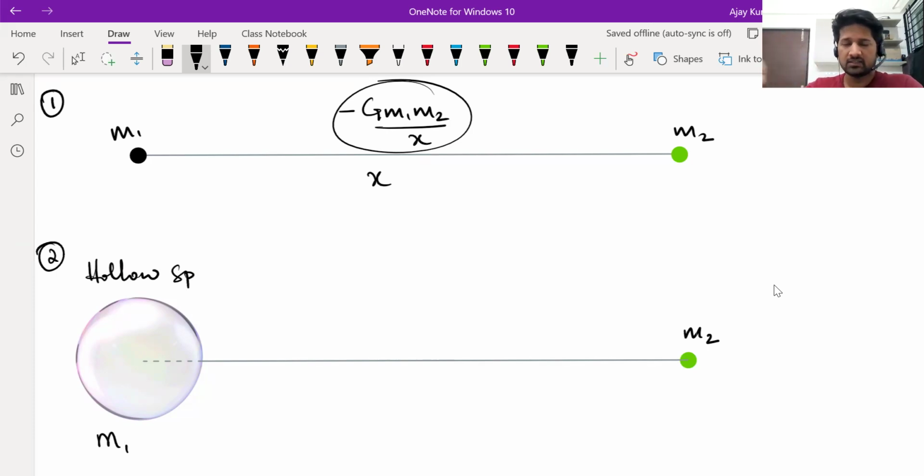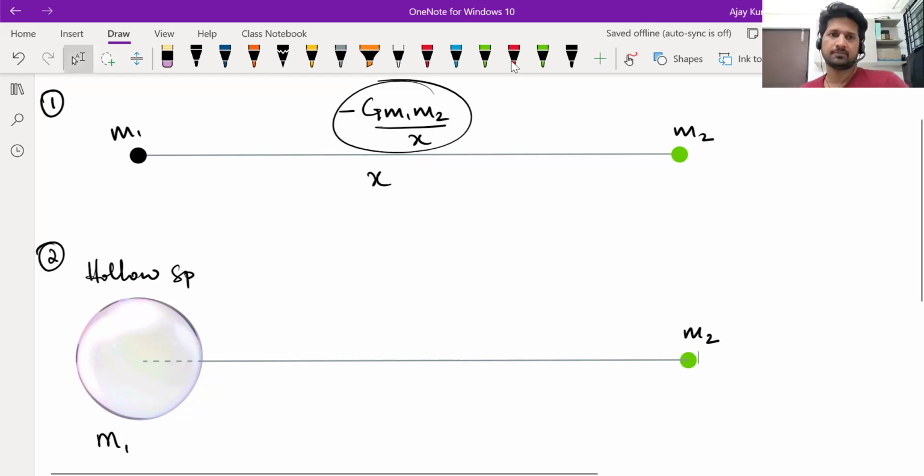When the other particle is outside the sphere, can one of you tell me the formula for force between the sphere and the point mass? How do you calculate the force exerted by a uniform sphere on a mass which is outside the sphere? What does the sphere behave like? Sir, point mass. Point mass placed at its center.